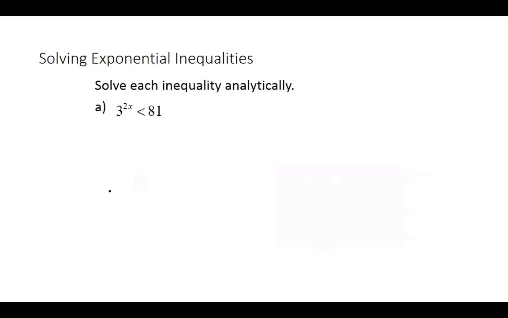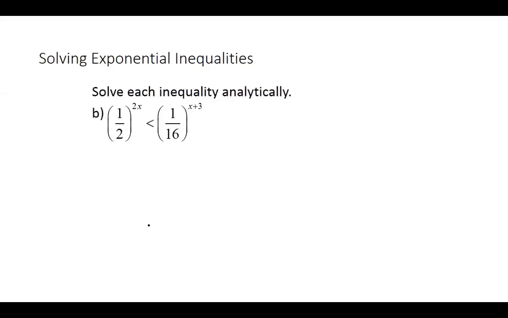Solve 3 to the power of 2x less than 81. This is an inequality. You're still going to see if you can make the base the same. So in this case, it looks like 81 can be written as 3 to the power of 4. Yes, we can make the base the same. So if the bases are equal, then 2x must be less than 4. Then we can solve for x by dividing both sides by 2. So x would be less than 2. So we can use the same method for inequalities.